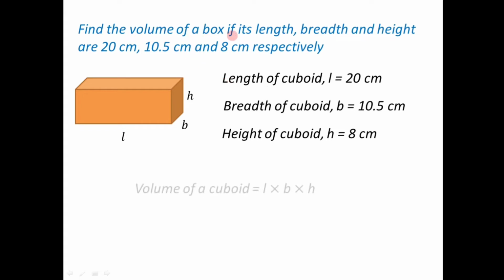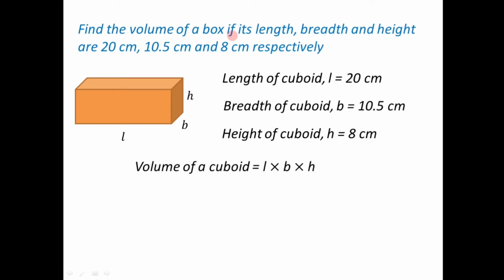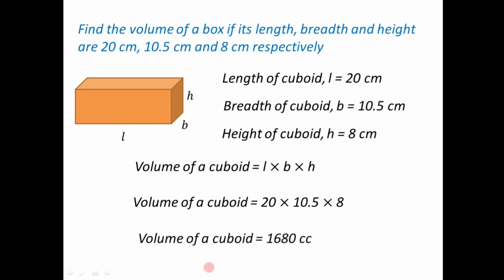So we have the formula for volume of a cuboid, that is L into B into H. Now if we replace the values of L, B and H in this formula, we get 20 into 10.5 into 8. To multiply this, we get volume of this cuboid as 1680 cubic centimeter. So this is how we can solve some examples by using this formula.